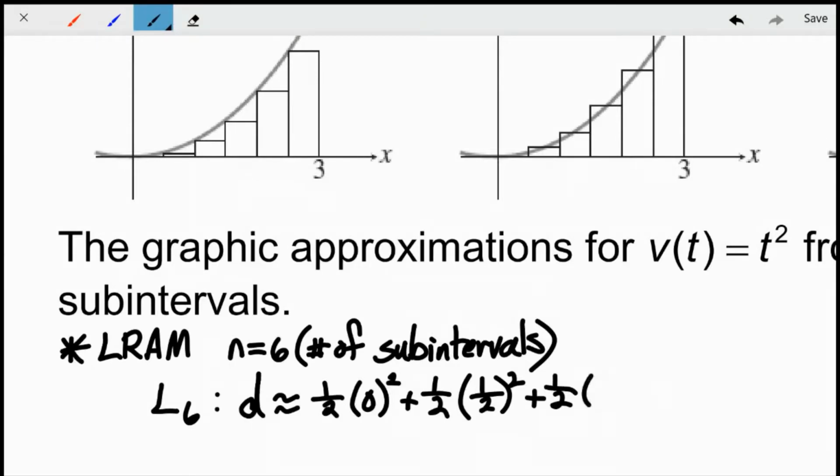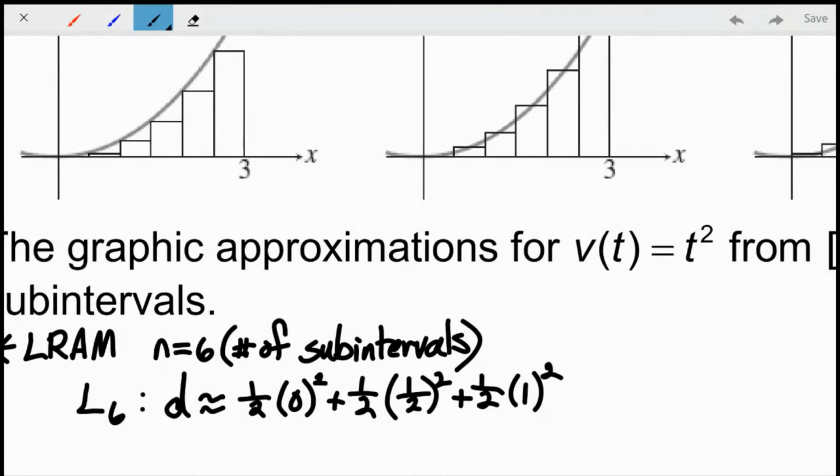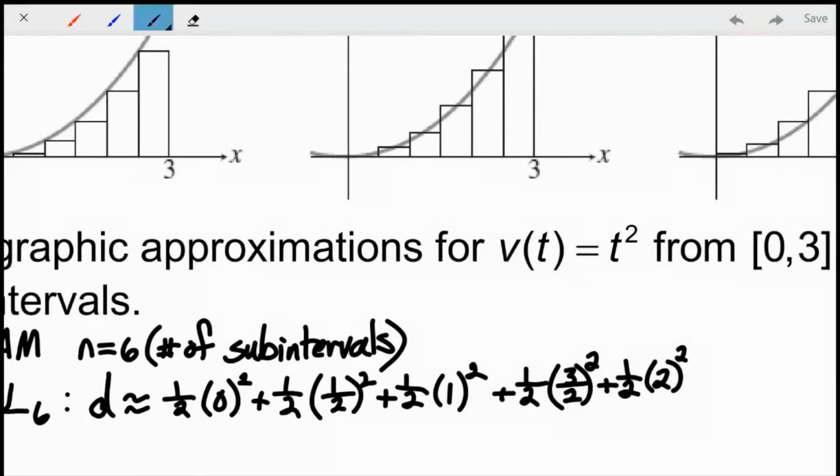So I plug that into my velocity function, 1 squared, and then we're just going to continue on all the way through the 6 rectangles. The next one goes from 1.5 to 2. 1.5 is 3/2. Plug that into the velocity function, it gets squared. Then we go from 2 to 2.5. Plug that into the velocity function, it's 2 squared. And then for the last rectangle, we're between 2.5 and 3. 2.5 is 5/2. Plug that into that velocity function, and it gets squared.